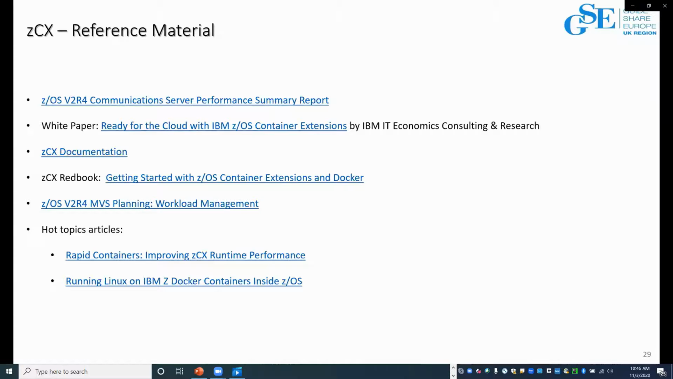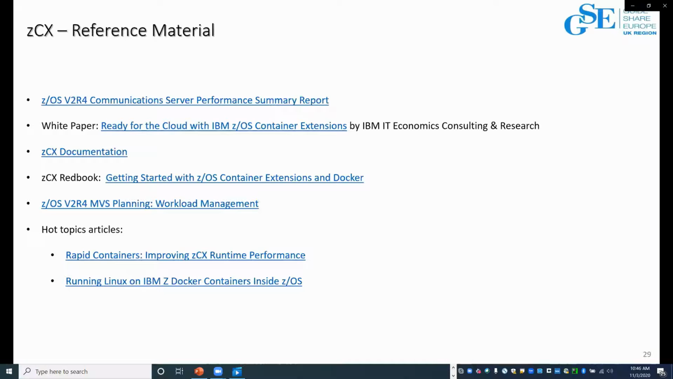Some we haven't actually discussed. The first one, this Comm Server puts out a performance summary report periodically, and they modified it for zCX. So it has performance numbers for internal testing for different packet sizes, rates, and so on and so forth. Using zCX is very good from that perspective for performance.